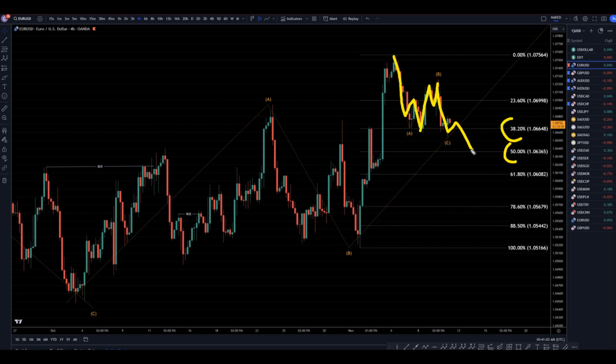So until I see a confirmation that it's over with a nice impulsive engulfing move to the upside with a break of structure, I would actually probably still be looking for shorts on the shorter time frames, even though primarily I would be looking for longs because this right here most likely is a correction to the uptrend.